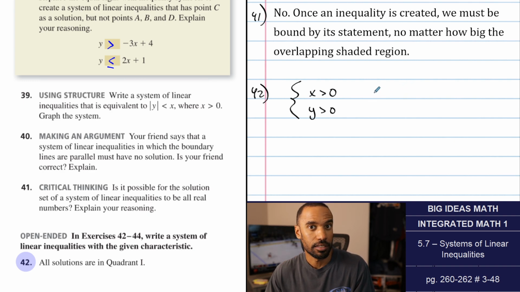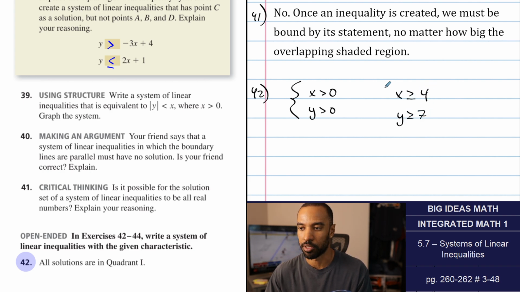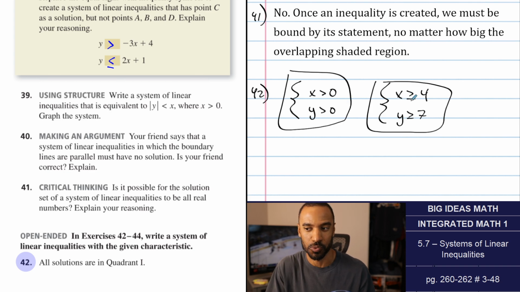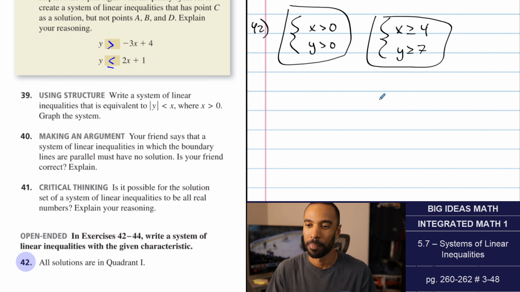I could also just do anything within quadrant 1, so I could also do x is greater than or equal to 4 and y is greater than or equal to 7, something like that. So this works, but this is bounding ourselves within all points of the first quadrant. All points are within the first quadrant. There's kind of a difference in how I stated this.